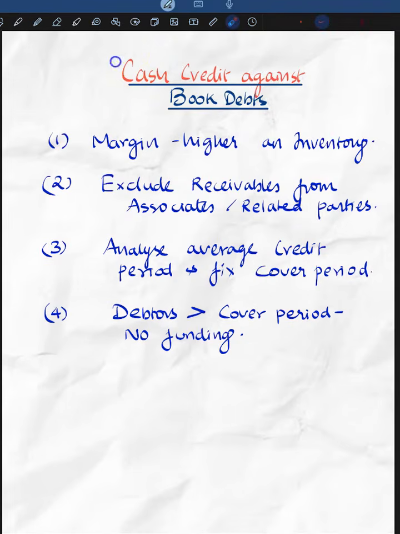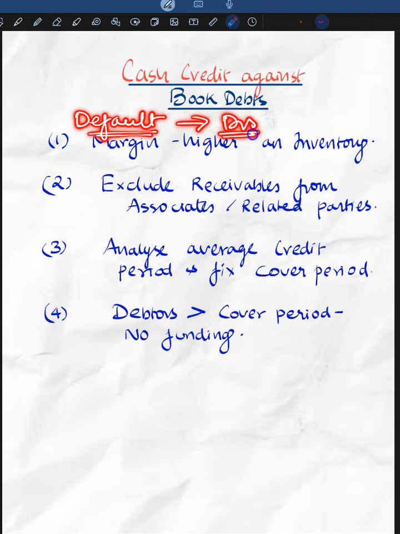Let's see what are the general aspects that come into picture when it comes to CC against book debts. Normally, banks will be stipulating a higher margin. If for inventory they are stipulating margin like 25%, then for debtors margin will be in the range of 30 to 40% because of the risk. The risk is, in the event of default, bank will not be able to take control or possession of the debtors. Because debtors means this is all the money due from the customers who have purchased goods on credit, and those customers may be spread across in different places.